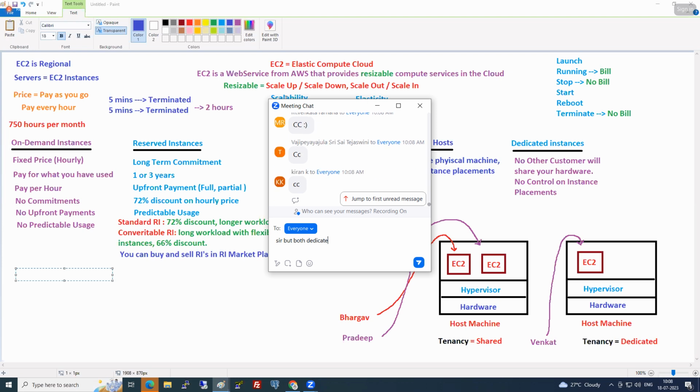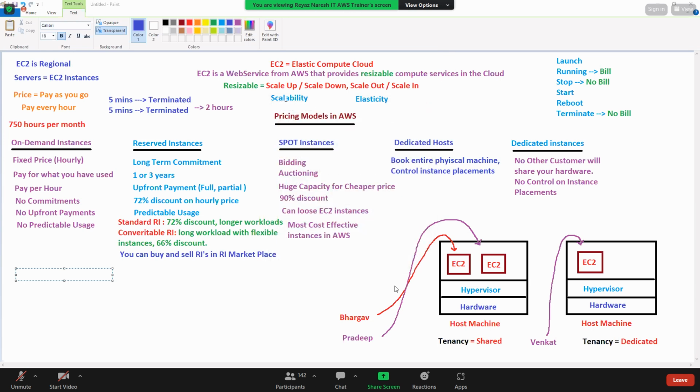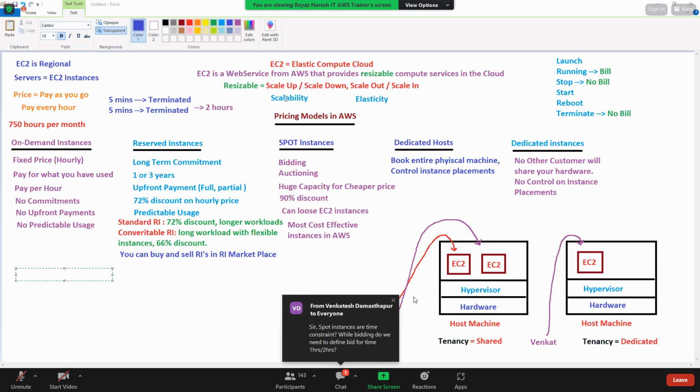The difference is the host machines, Sheshadri. If it is dedicated hardware, then what is the use of dedicated instances? Okay, listen carefully. Please repeat dedicated host and instance. Okay, what is a dedicated host?